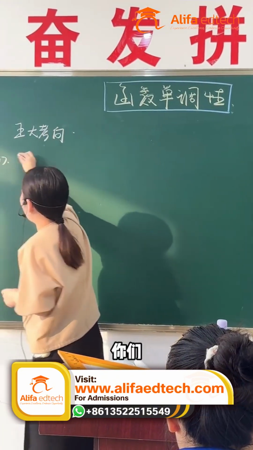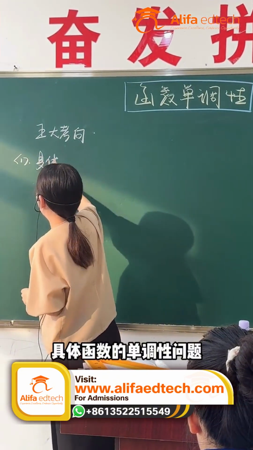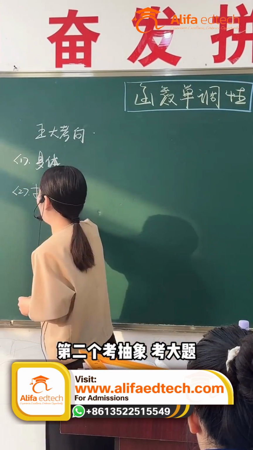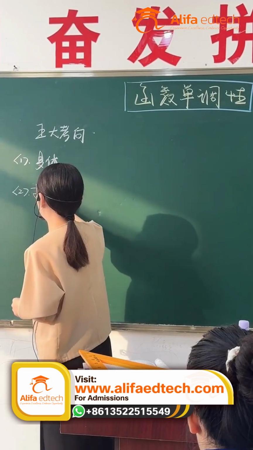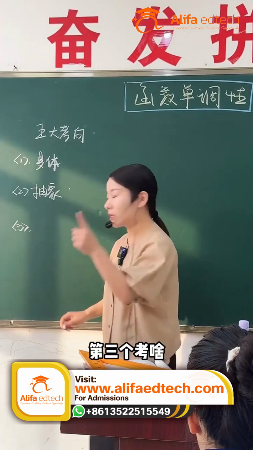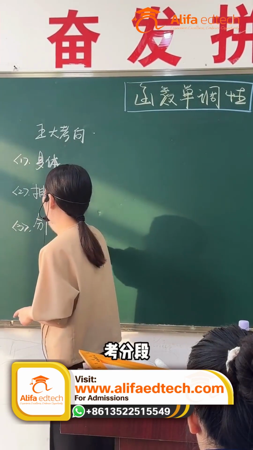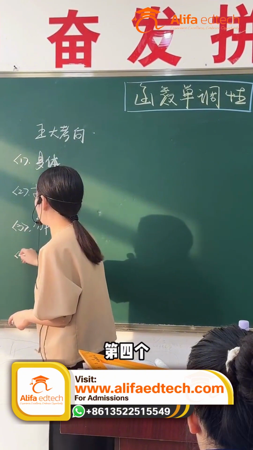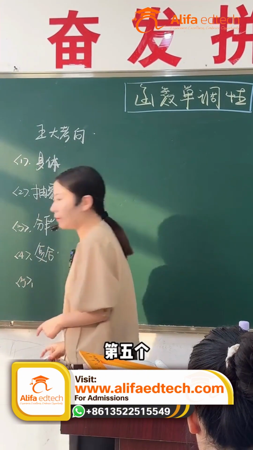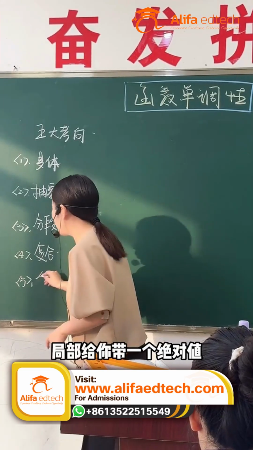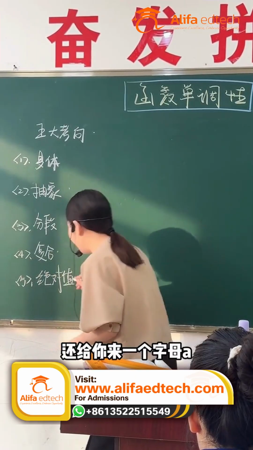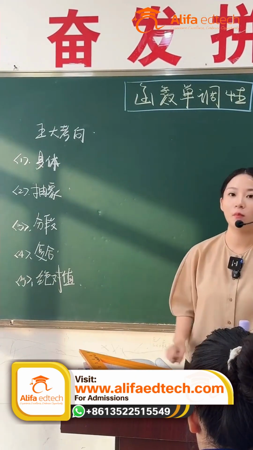The first one tests you on the monotonicity of specific functions. The second is abstract functions, which appear in major problems, testing proofs. The third one tests piecewise functions. The fourth one tests the composition of 2 functions. The fifth one involves a local absolute value and also includes a variable a and the monotonicity problems related to that.